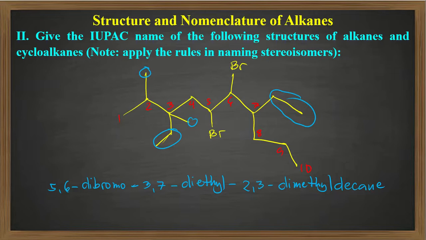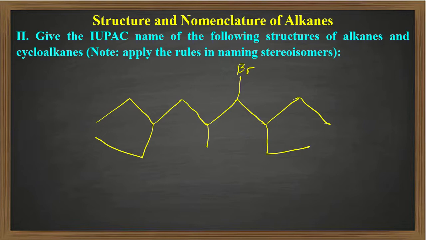5,6-dibromo because meron tayong bromine atoms in carbon number 5 and 6. And then we have 3,7-diethyl because we have ethyl in carbon 3 and carbon 7, and then 2,3-dimethyl decane. Okay? Next natin, the name. Alright. Next natin the name is this one.